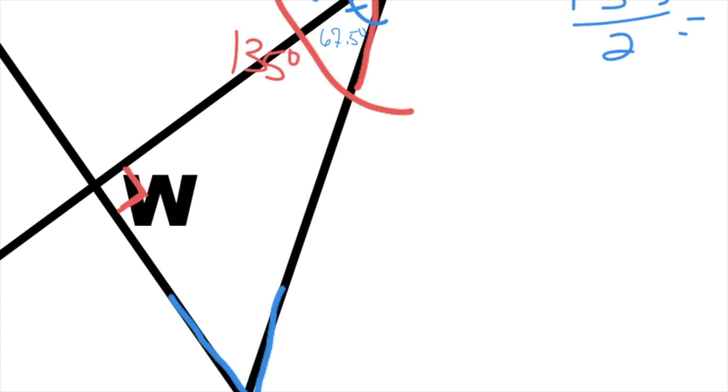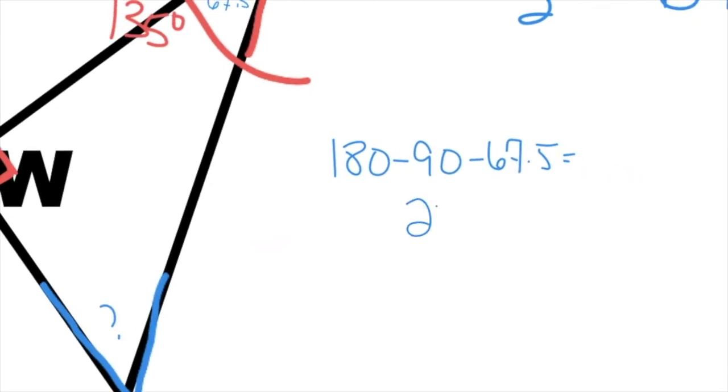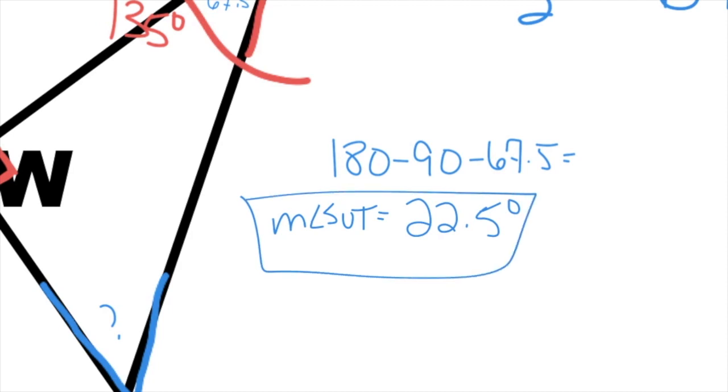But now I've got this triangle. I know a triangle has 180 degrees. I know one of the angles is 90. I know the other one's 67.5. So if I subtract those, it leaves me with the angle that we're looking for, which when you subtract those is 22.5 degrees. So the measure of angle SVT is equal to 22.5 degrees.